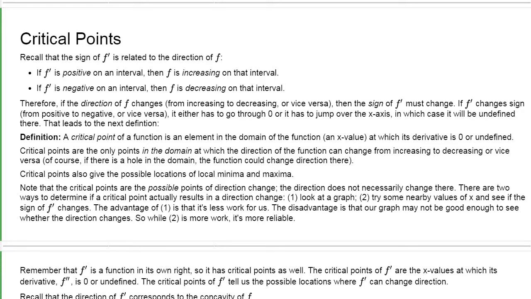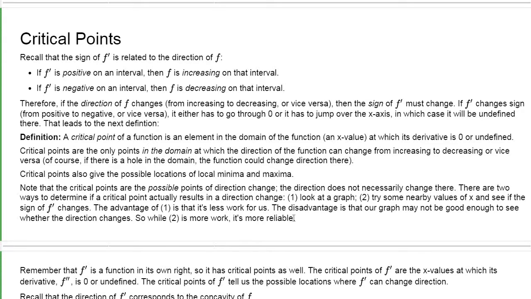But critical points give us the possible locations of local minima and local maxima for the function, because if you remember the definition of local min and local max, the direction of the function is going to change there unless we're at an endpoint of the domain.